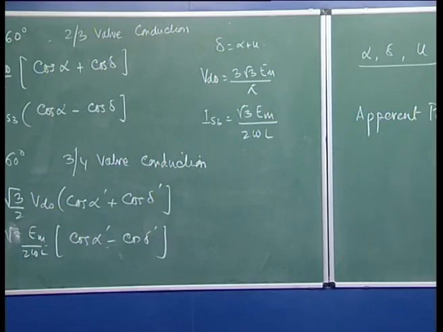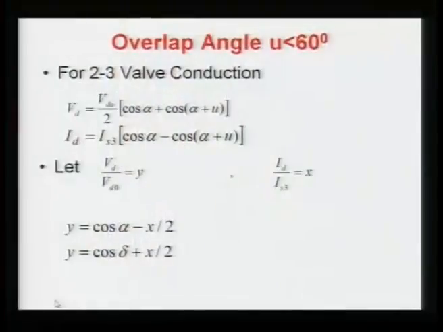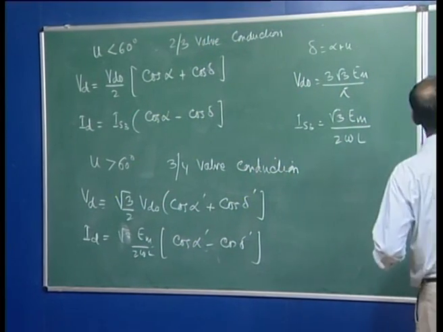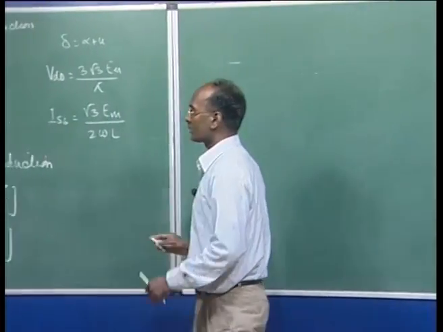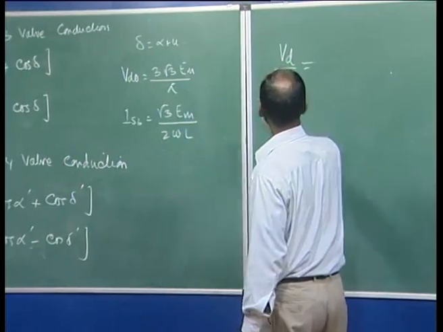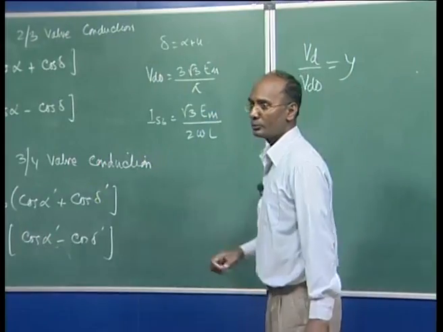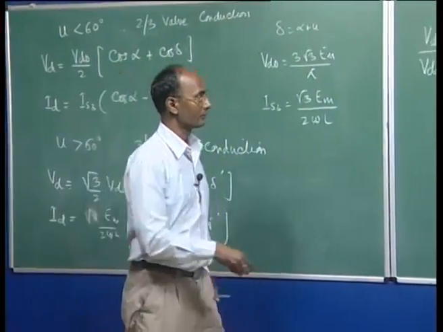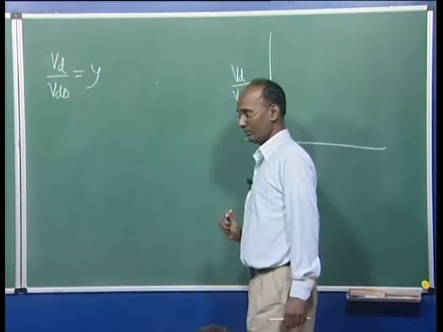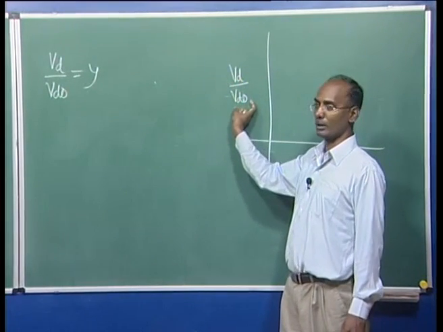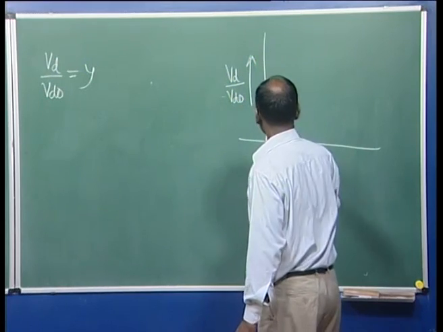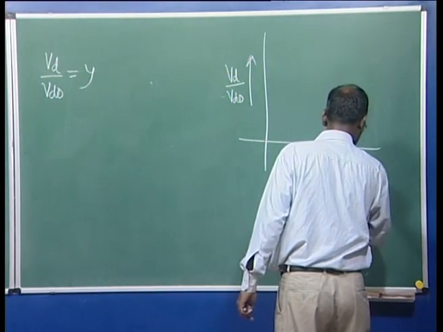Now, let us go for u less than 60 degrees first, and as I have written, these are the equations. We can simplify here. We are going to denote VD divided by VDO as Y, because we are representing voltage on this axis. Basically it is the per unit value. We are dividing the voltage by the rated value with or without alpha delay, so it will be 0 to 1. Similarly, on this side, we divide ID by IS3, denoted as X.